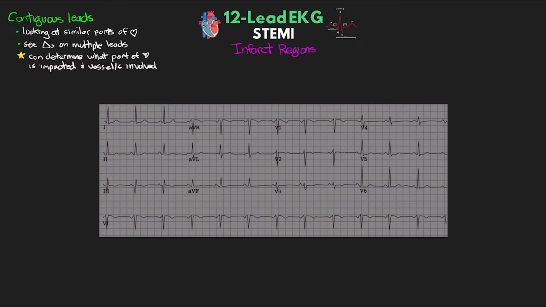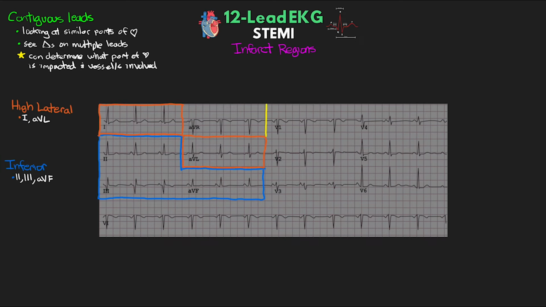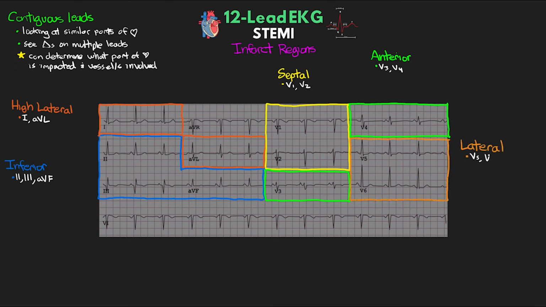If we look at our leads here and group them together again, we'll show the different contiguous leads that we have. We're going to start off with leads 2, 3, and AVF, and these leads are looking at the inferior portion of the left ventricle. Now leads 1 and AVL are what we consider the high lateral wall. V1 and V2 are our septal leads, looking at the septum, as well as giving us some anterior view. V3 and V4 are what we call our anterior leads, looking at the anterior of the left ventricle. And then finally, V5 and V6 are our lateral leads, looking at the lateral side and the apex of the left ventricle.